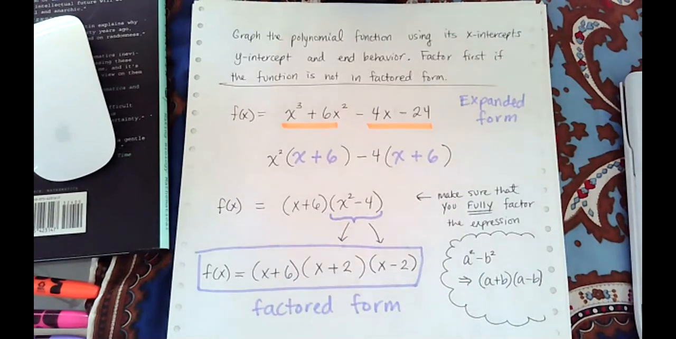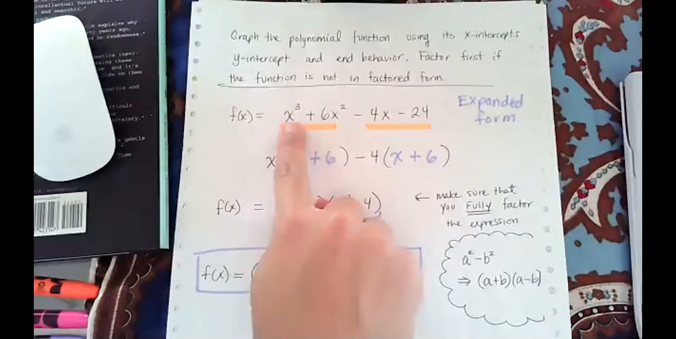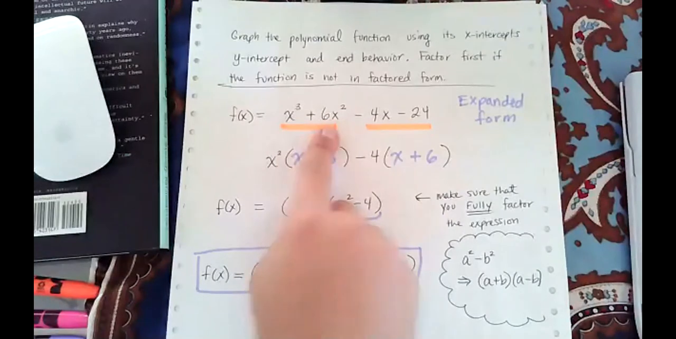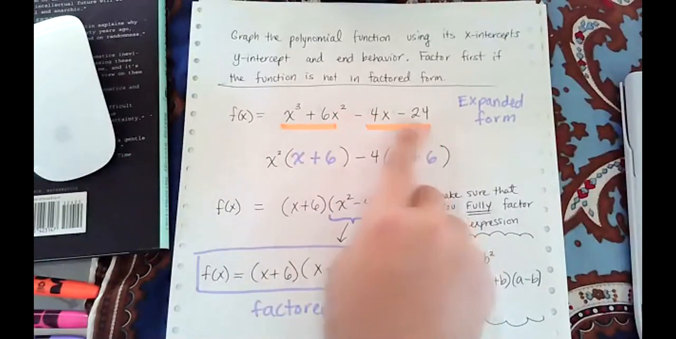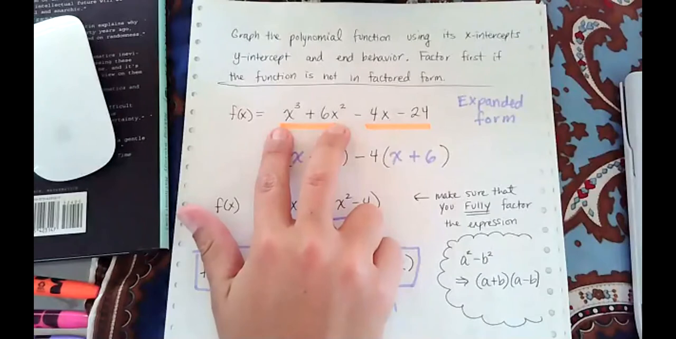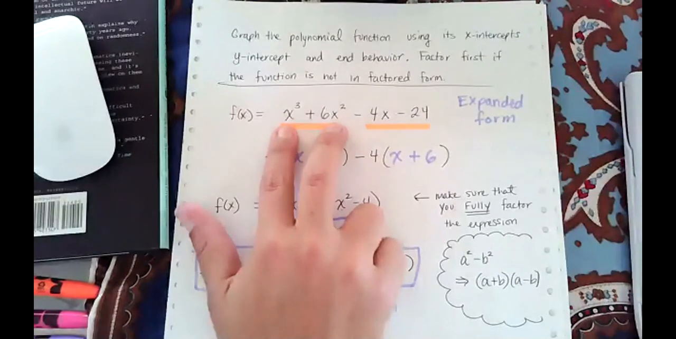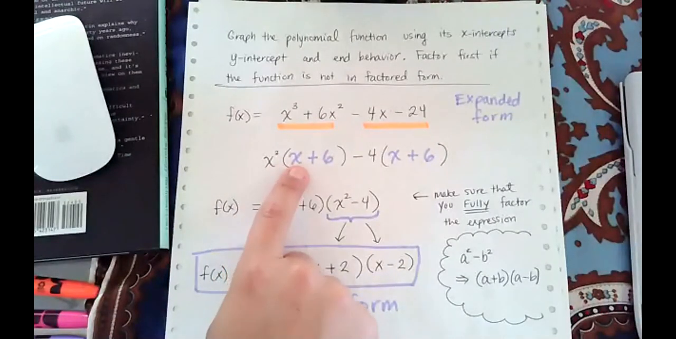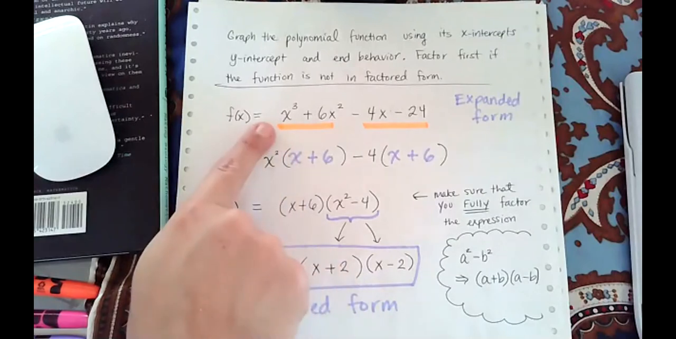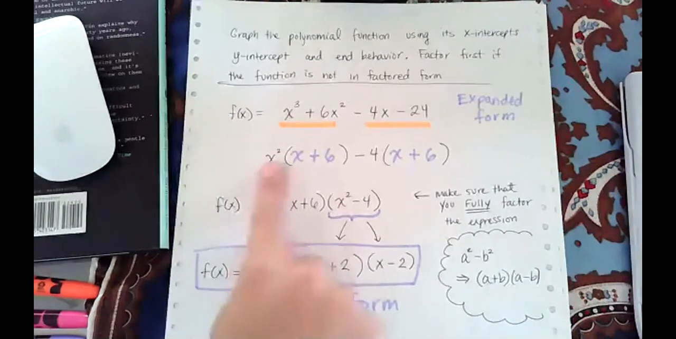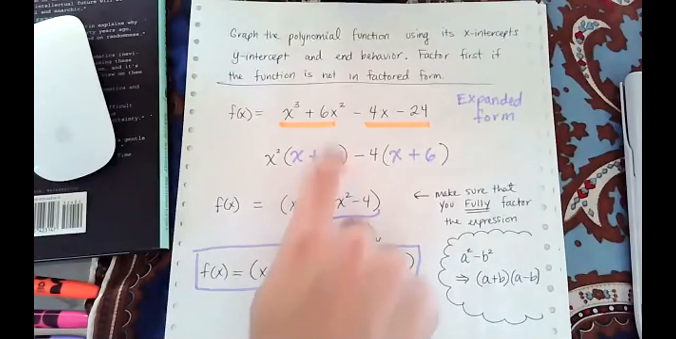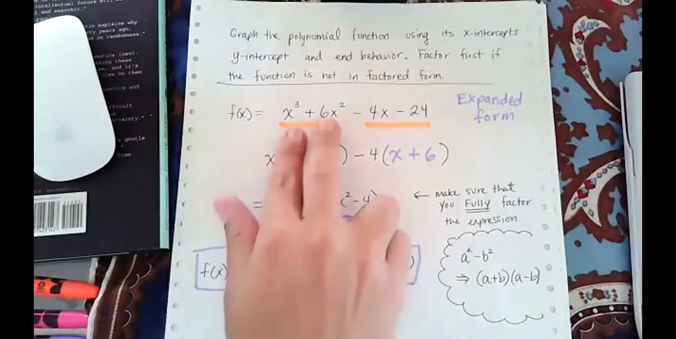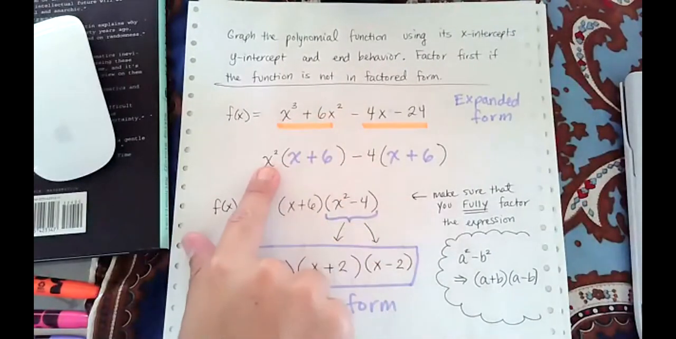So how did he get the x plus 6 again in the beginning? So I looked at the first two terms and the last two terms, right? If we just look at the first two terms, they both have x squared in common. So if I factor out x squared, I would need to multiply it by x here so that I can get the x to the third power back, and multiply it by the 6 here to get the 6x squared back. So that's just factoring out their greatest common factor.